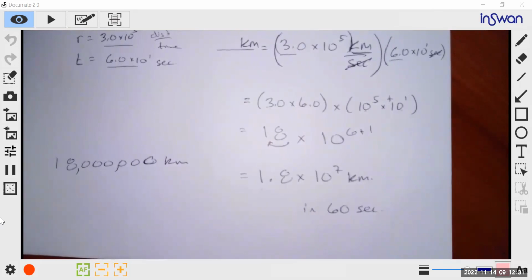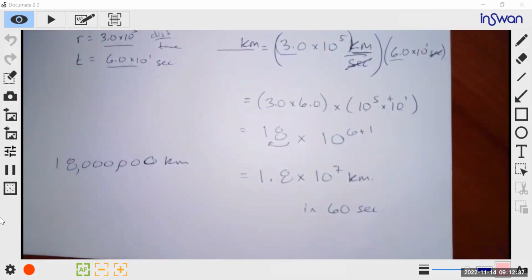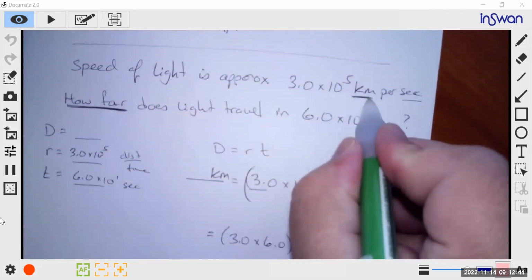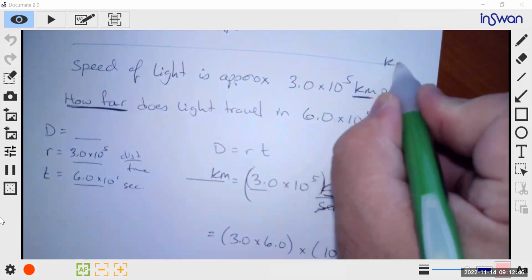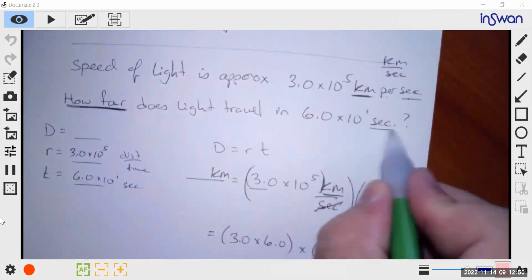All right, so when you do these word problems and these application problems, make sure that you label them appropriately and you have the numbers and the units that they're dealing with. Like I said here, kilometers per second. That's kilometers per second. Time is in seconds.